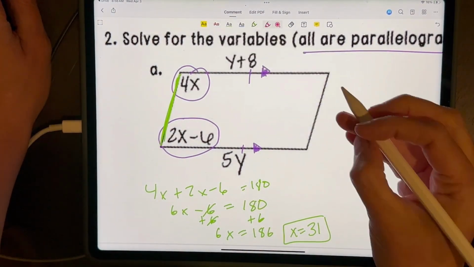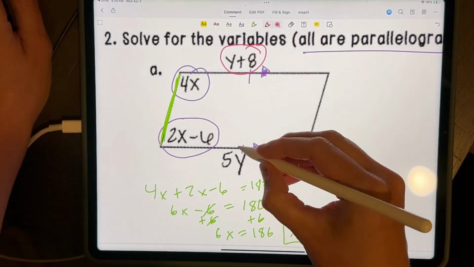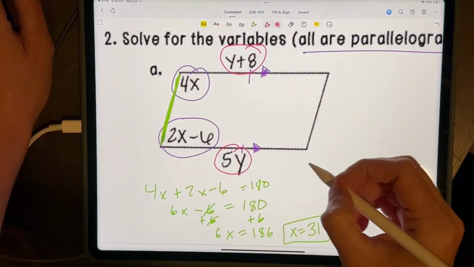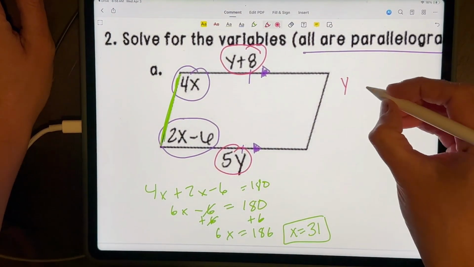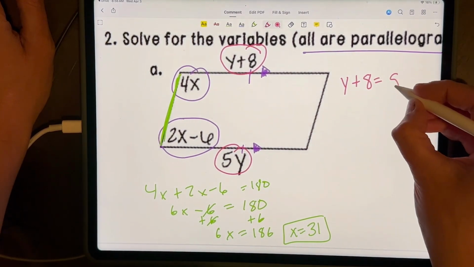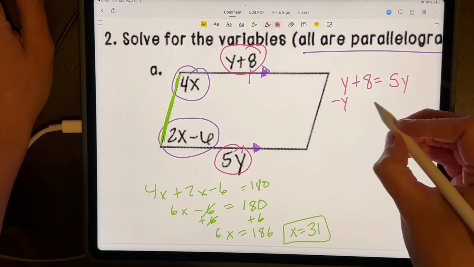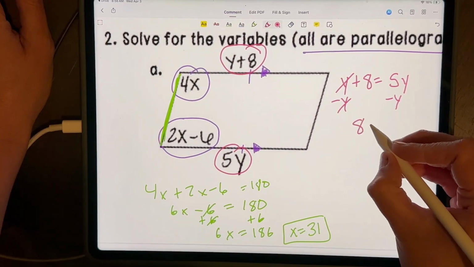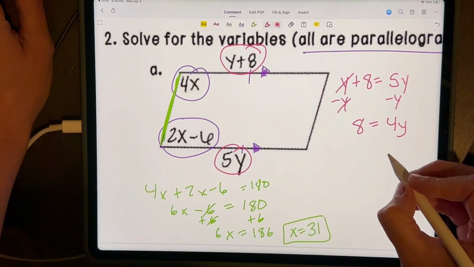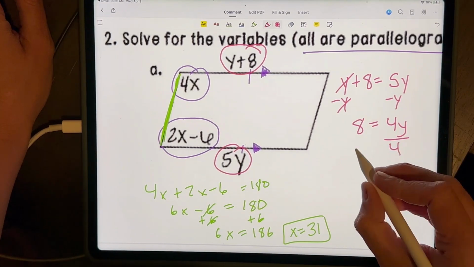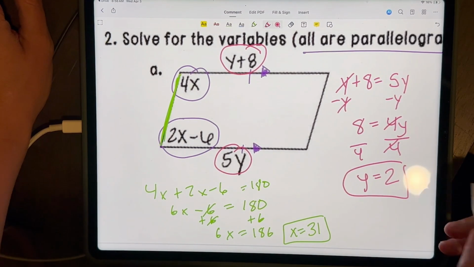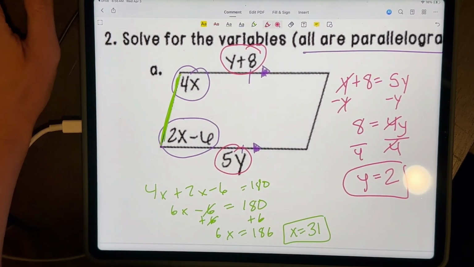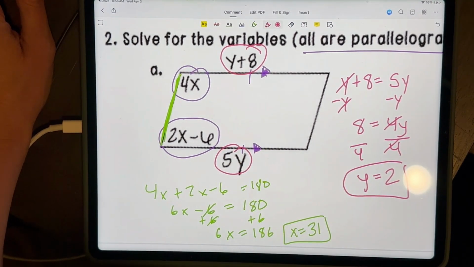Okay, the next part is right here. We have to do y's. Okay, what do we know about the top line and the bottom line? The top and the bottom, to be a parallelogram, they have to be congruent. So y plus 8 has to equal 5y. So 8 equals 4y. Divide by 4. Y is equal to 2. Okay. And again, if you plug that in, that's true. 5 times 2 is 10. 2 plus 8 is 10 as well.